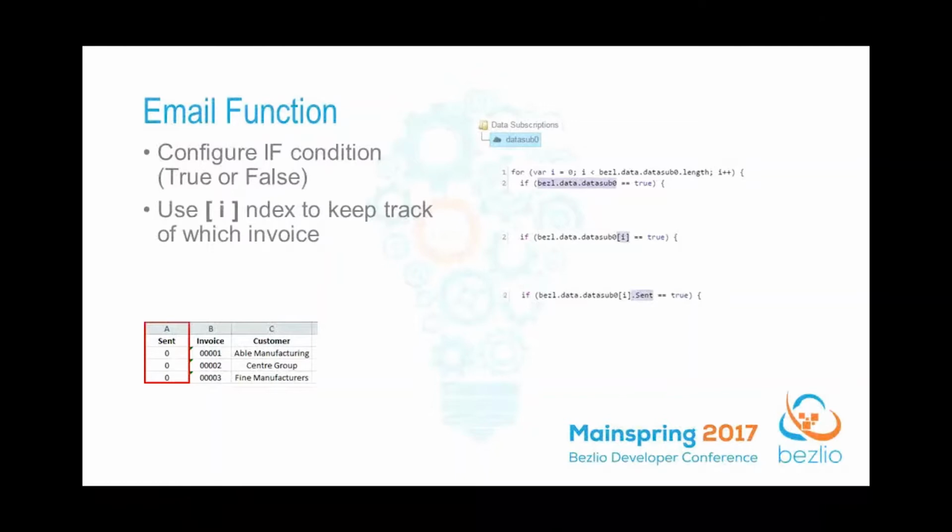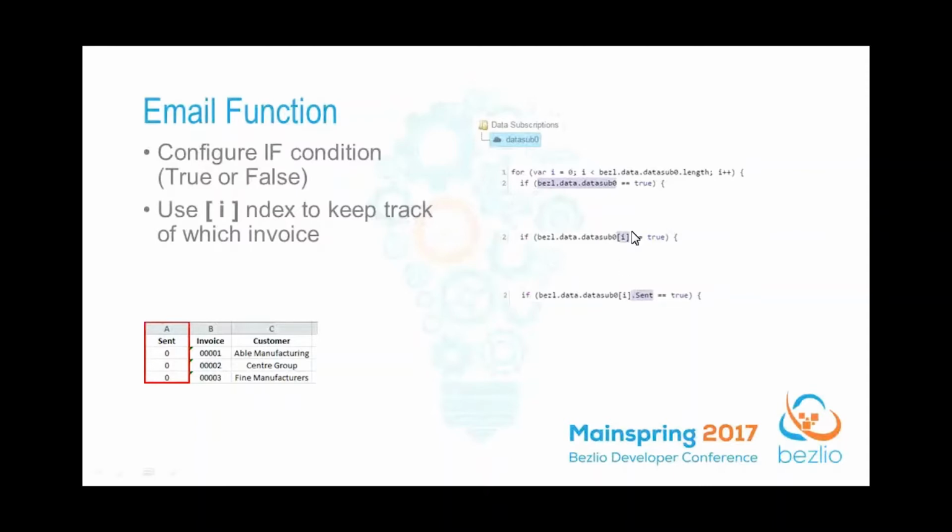What we need to do is, and if we refer to our for statement here, you'll note that it's using a variable i, which starts at 0 and then continues until it doesn't go past how many rows we have in our data set, and then it increments it by 1 each time. To help keep track of that, we're going to use that variable i, which is in essence the index to keep track of which invoice that we're looking at to see if it's been selected and if we want to then send that invoice.